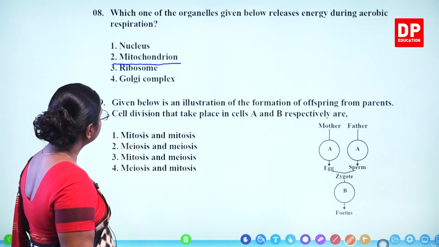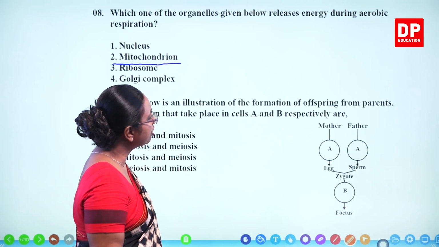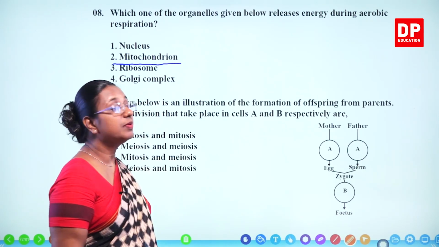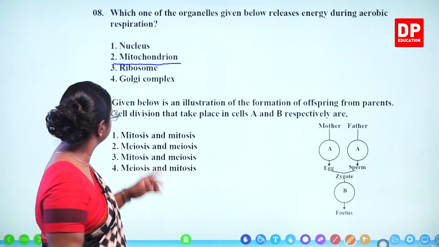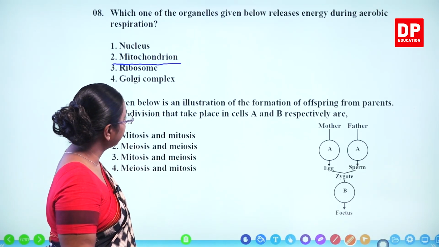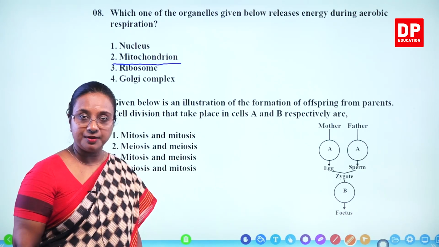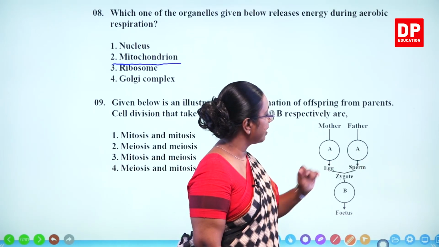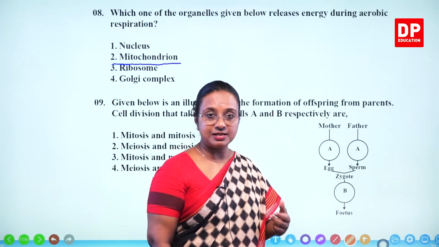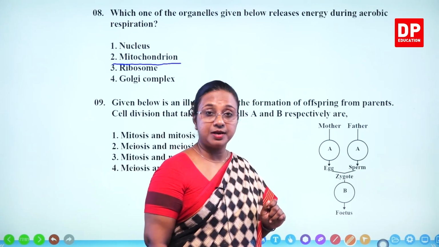Ninth one. Given below is an illustration of the formation of offspring from parents. You are familiar with the term offspring. Cell division that take place in cells A and B respectively are. Let us look at the diagram. The mother and father both have the cells. From them, the egg and sperm are produced.